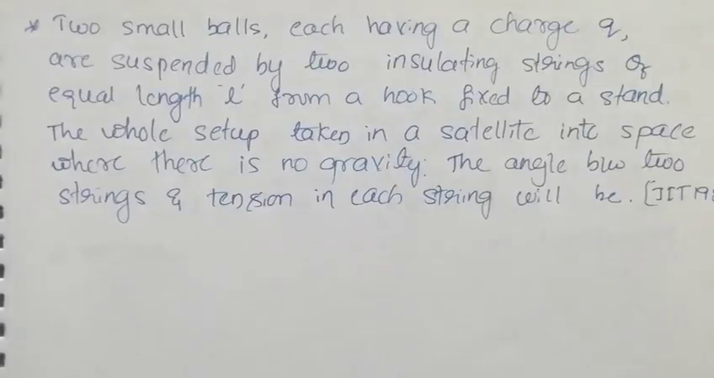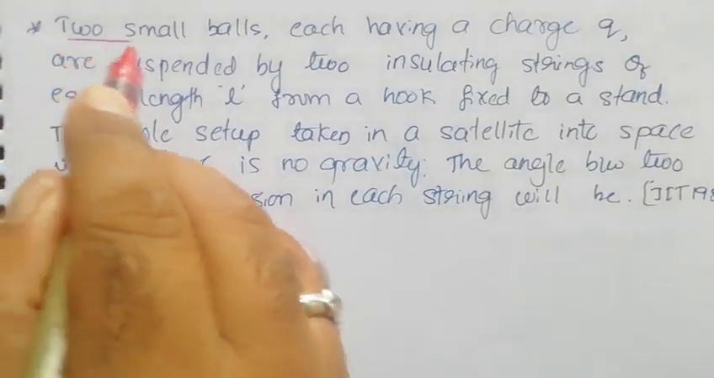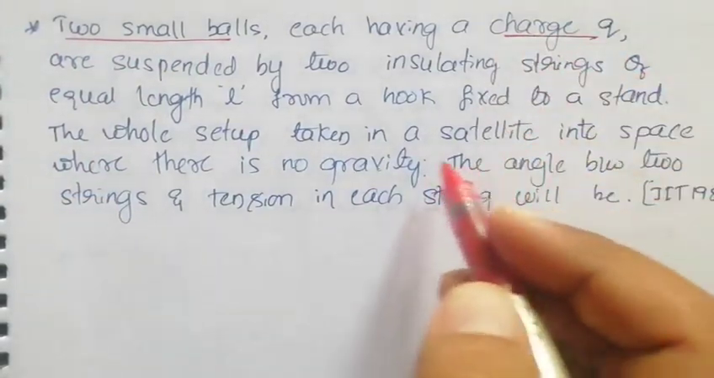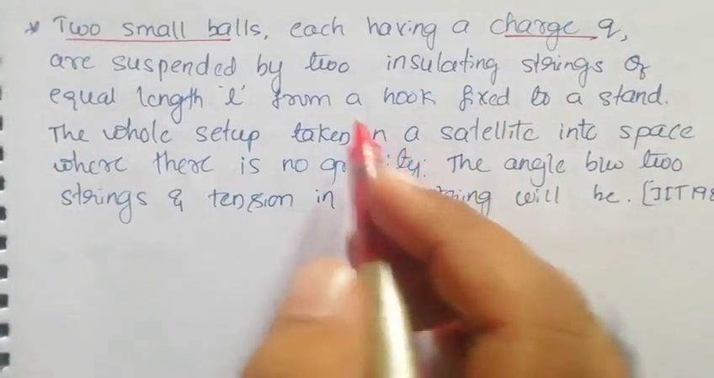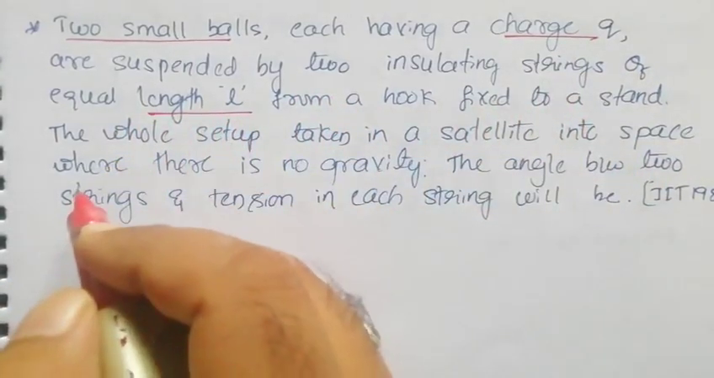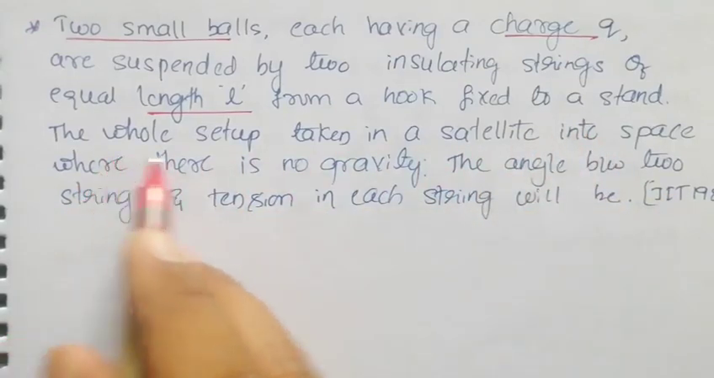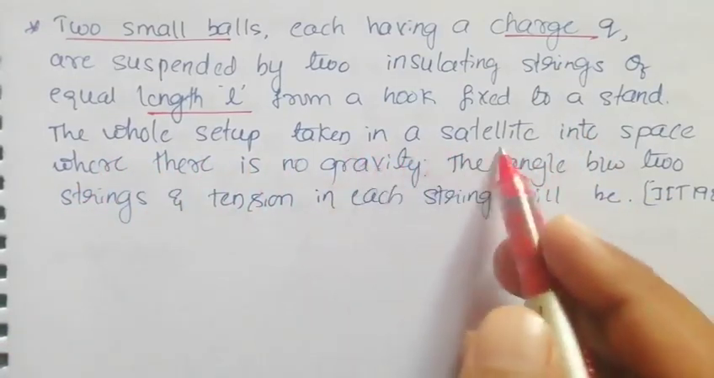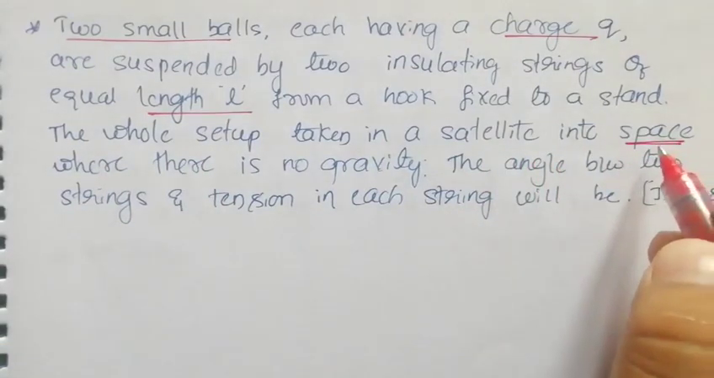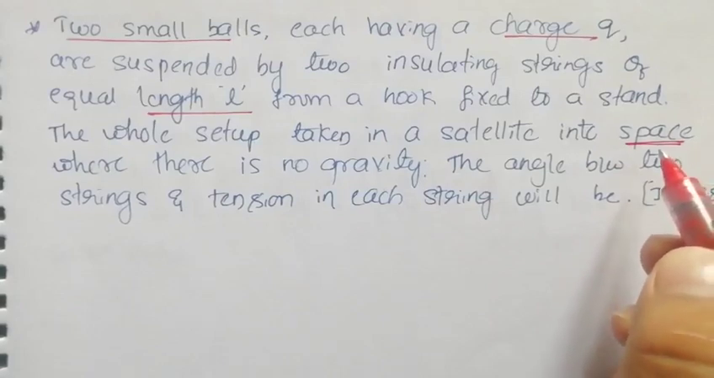The question says: there are two small balls, each of charge Q. They are suspended by two insulating strings of equal length, so both have equal length, from a hook to a stand. The whole setup is taken in a satellite into space. Very important here: there is no medium, or only an air medium, or it may be vacuum.